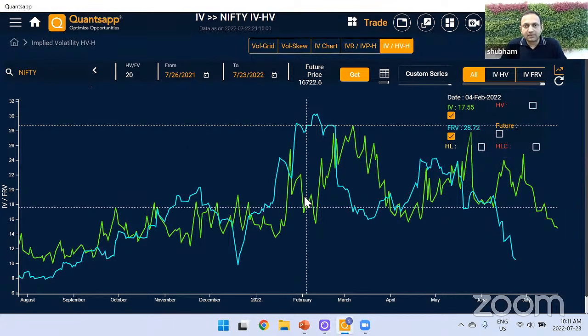And if the blue line was above the green line, it basically means that the actual volatility of the underlying was much higher, which basically means that you sold options cheaper and the underlying volatility was much higher. So option writers lost money.